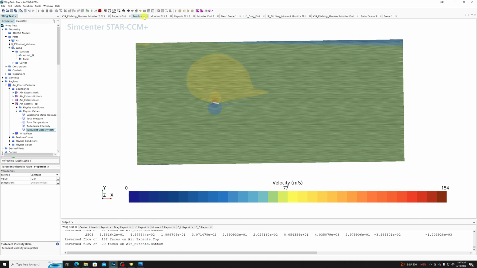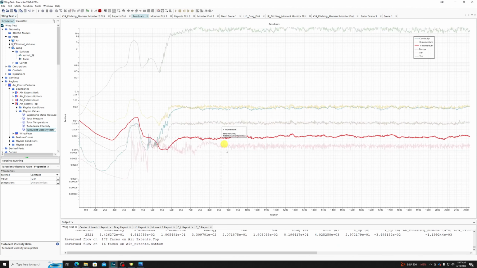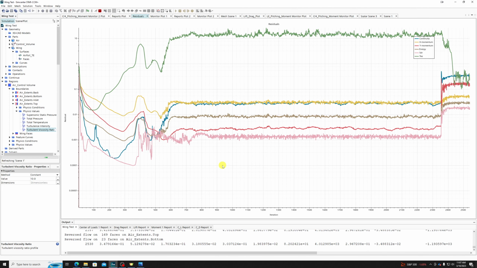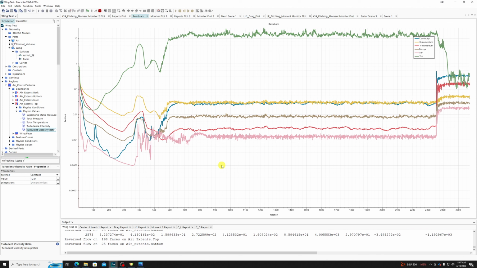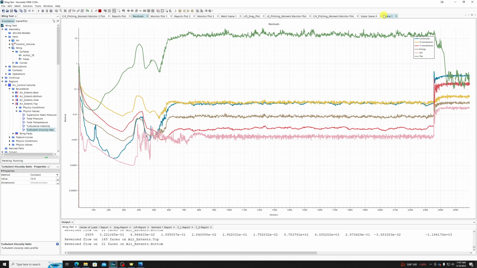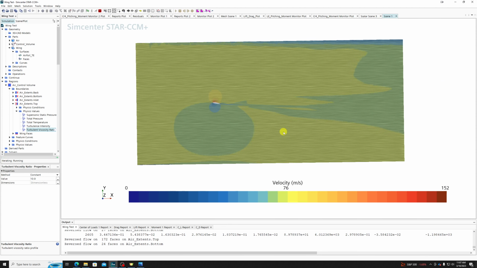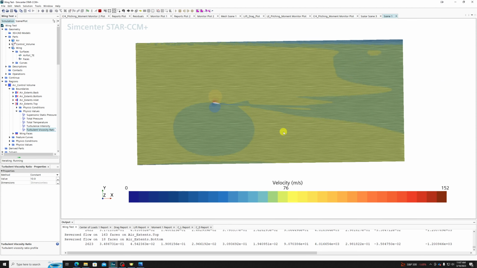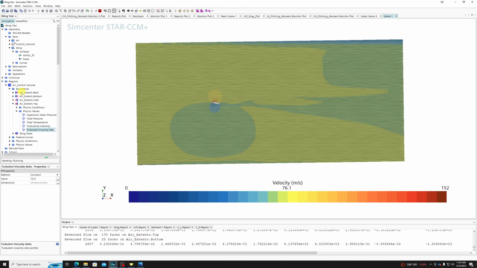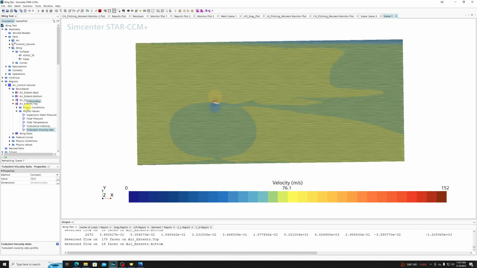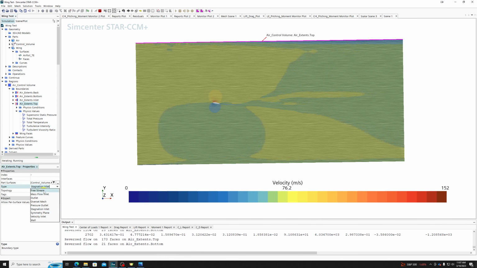Where's our residual plot? Well, it definitely changed things. It helped our turbulent kinetic energy a whole lot. It didn't particularly help anything else, though. Okay, let's mess around with this a little bit more.